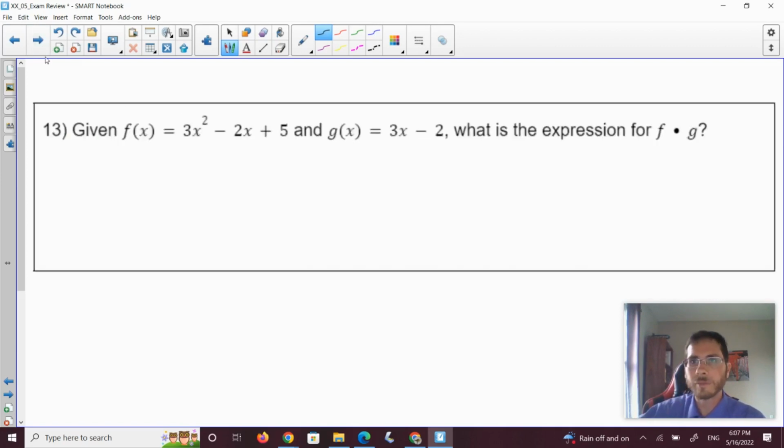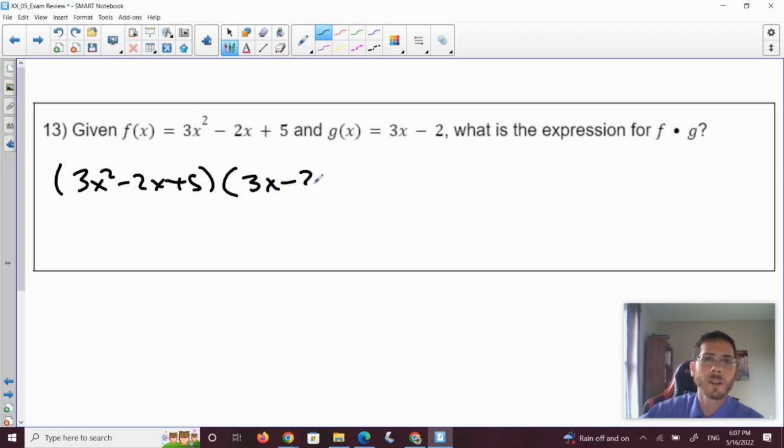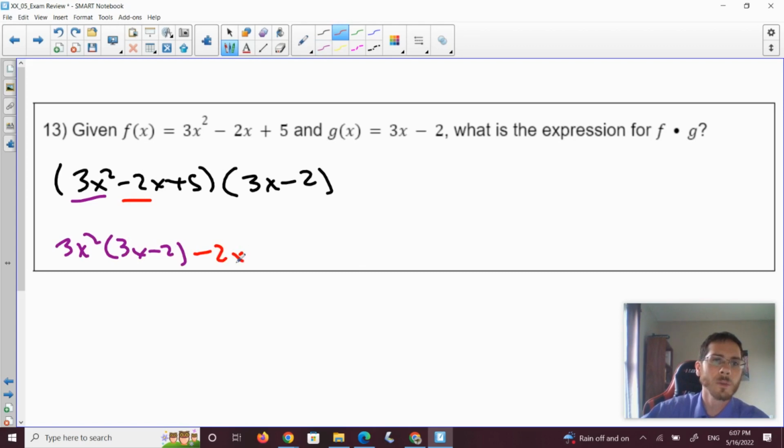For 13, we have to find f times g. So now we're doing our function operations. So we've got 3x squared minus 2x plus 5 times g of x, 3x minus 2. So what we need to do is distribute. I'm going to take each piece and distribute. So 3x squared times 3x minus 2, minus 2x times 3x minus 2, 5 times 3x minus 2. All right, so let's distribute.